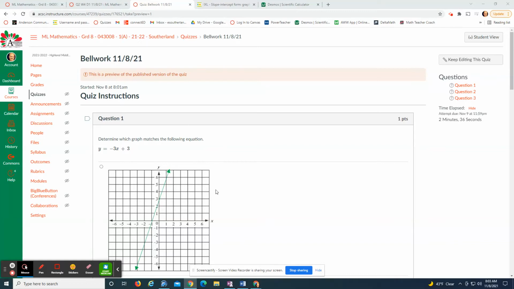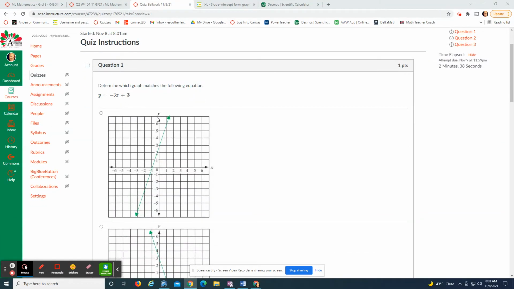Look at the bell work, we have an equation. The equation is always going to be written in the form y equals mx plus b, where b is the y-intercept. It's where you start on a graph. So when I see plus 3, that tells me that I need to cross at positive 3.